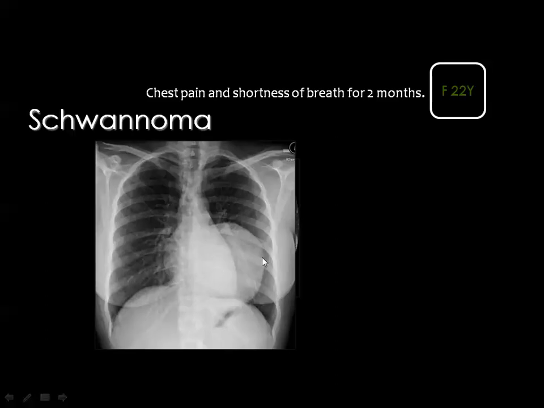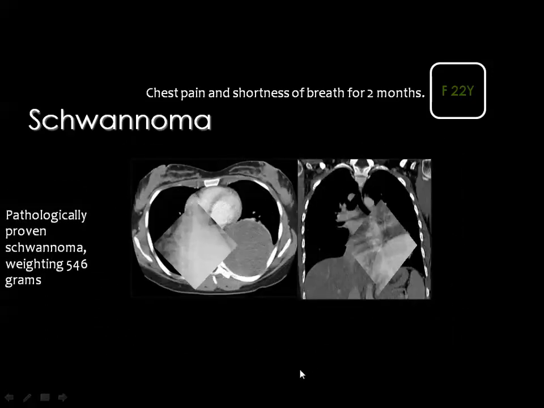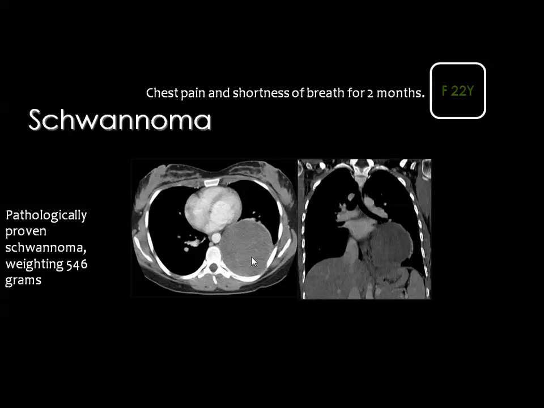This mass is located posteriorly by the silhouette sign. If you are able to see the cardiac contour, this means that the mass is not adjacent to the heart, and the heart is anteriorly located and the mass is posteriorly located, and this is well appreciated in the lateral view of the chest X-ray, and also well seen in the CT scan, axial and coronal images.